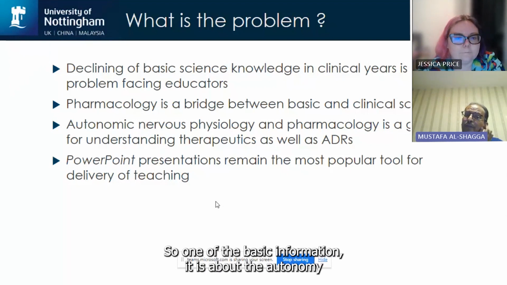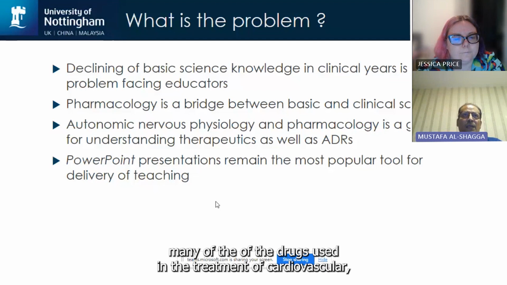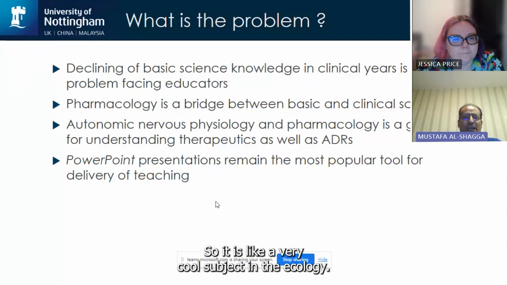One of the basic topics is autonomic nervous system physiology and pharmacology, which explains many of the drugs used in the treatment of cardiovascular, respiratory, gastrointestinal disease, and so on. So it is a very cool subject in pharmacology.